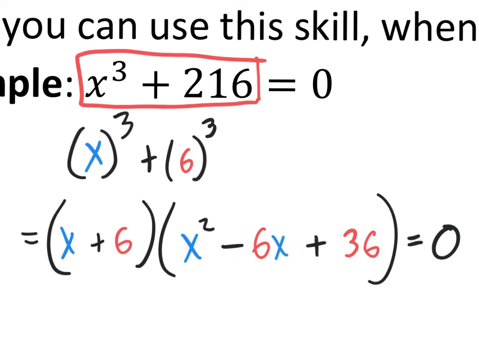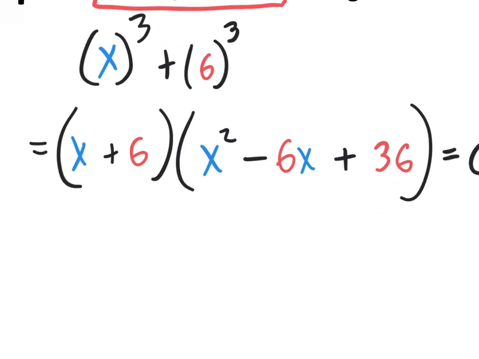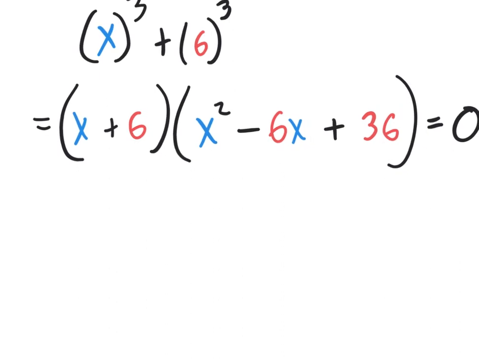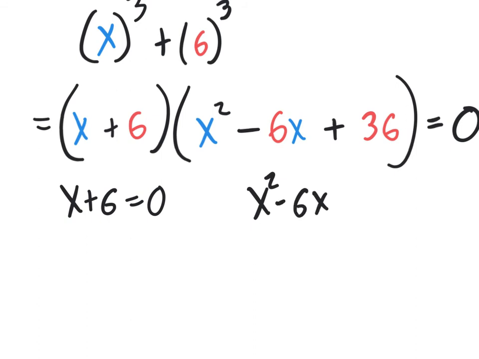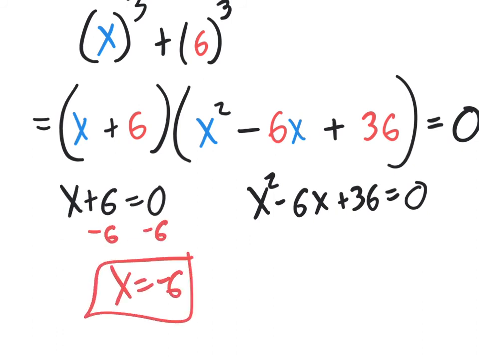Okay, so let's first do what we know. We know we're going to split it and solve. If you have something times something equals 0, you're going to take that first something and set it equal to 0. X plus 6, that's going to be set equal to 0. Then you have this quadratic trinomial equation set equal to 0. So this one's pretty easy. Subtract 6, x equals negative 6. That is an answer.